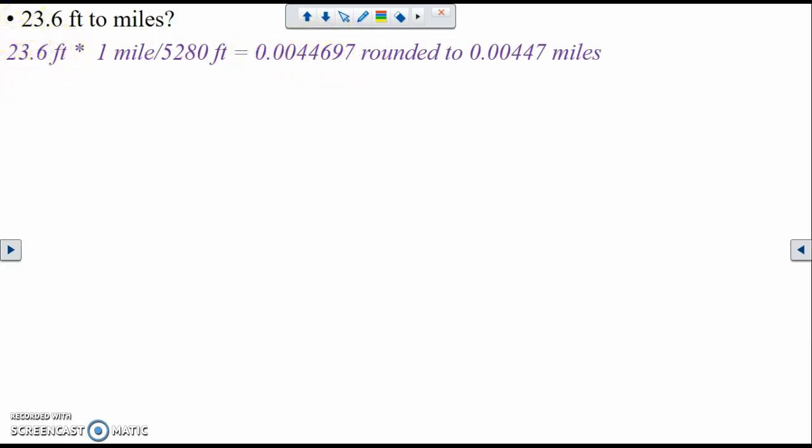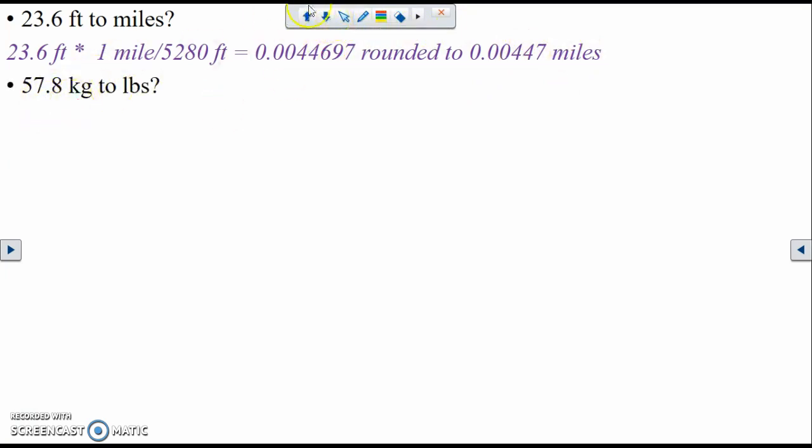We need to have three significant figures. There are three significant figures here, so we need to have 3 significant figures in our answer. If you look at it, there's the first significant figure, second significant figure, third significant figure. We look to the number to the right. It's greater than 5, so this 6 becomes the 7.